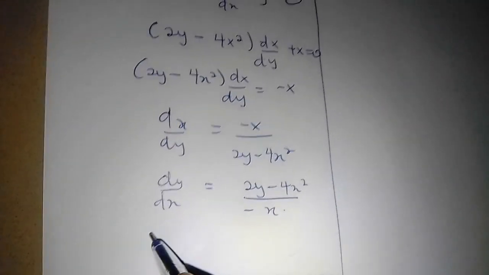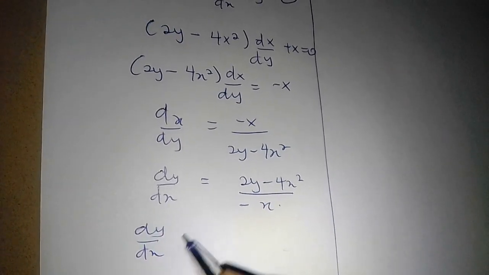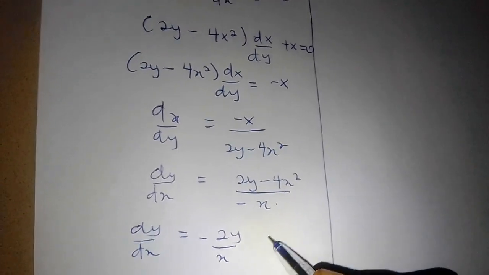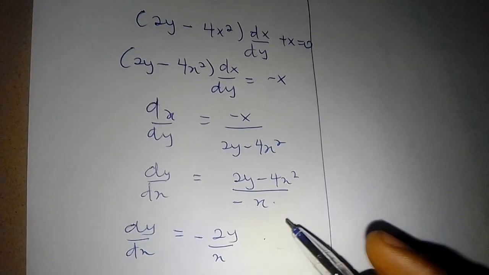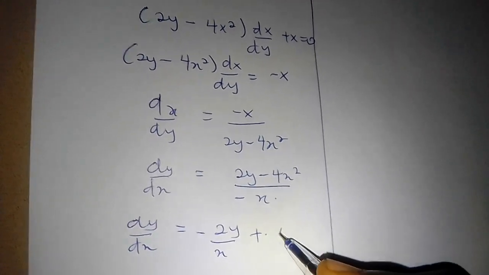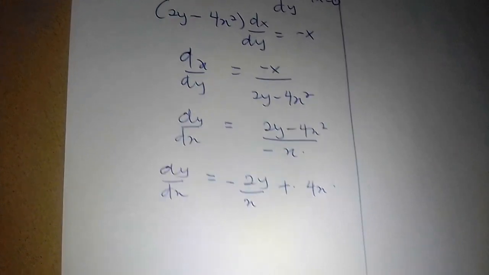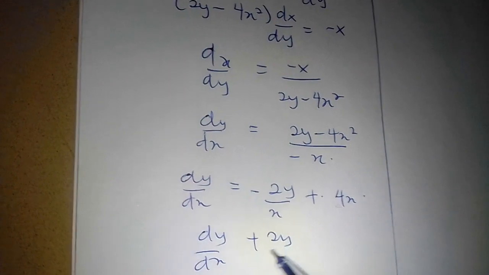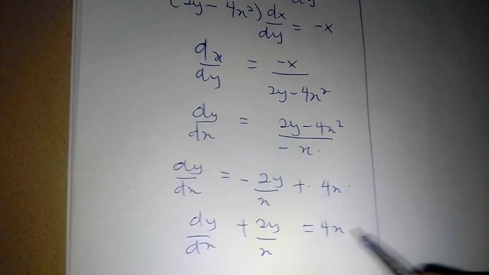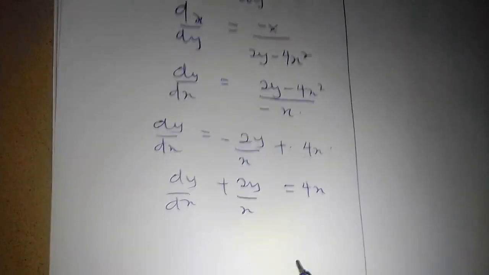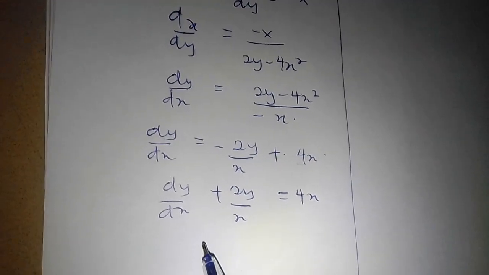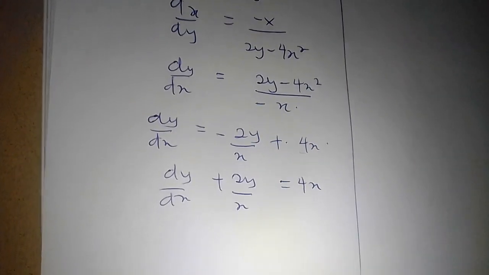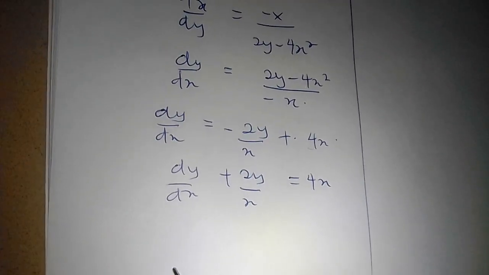So at this point, see what is going to happen here. So the dy over dx here is going to be 2y over negative x. Then here, I'm dividing each component, so here is going to be plus 4x, like this. Then I'll bring this one here, I'll get dy over dx plus 2y on x is equal to 4x. And we can see that this is a linear first order differential equation. So we employ the same method we use when solving a linear first order differential equation.